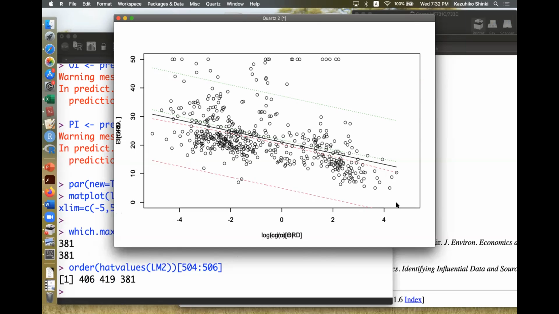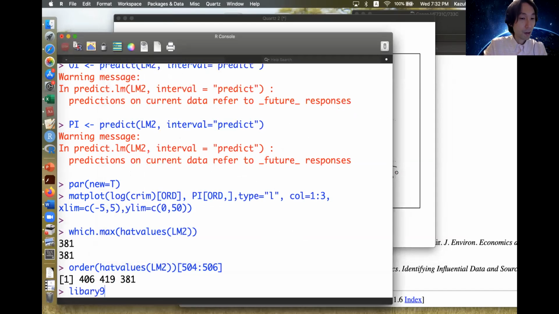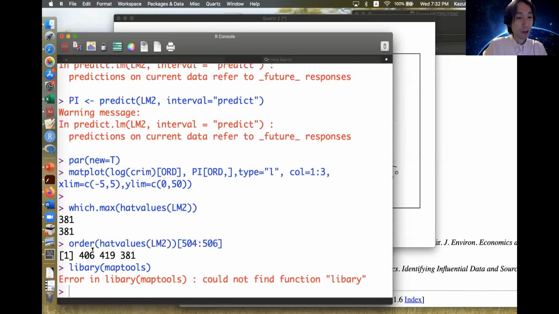So okay, thank you very much. Yeah, sure. And then we use some package, the library maptools, to identify which observations are the 381st observation and so on.